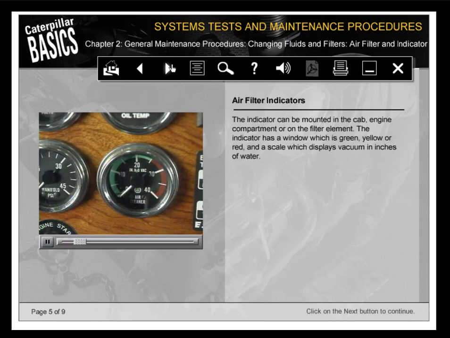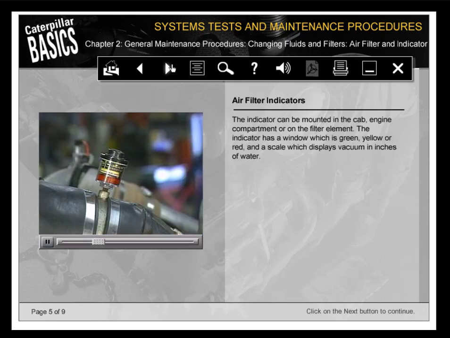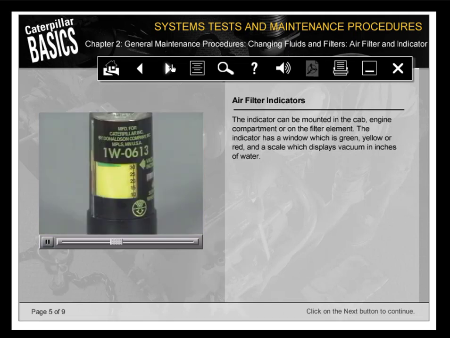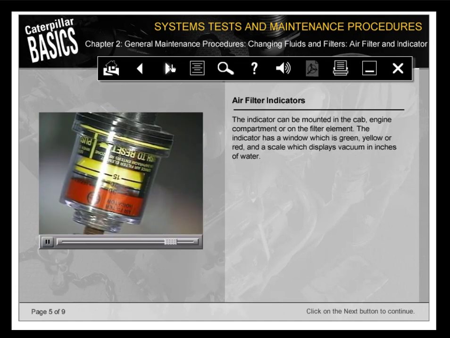The indicator can be mounted in the cab, engine compartment, or on the filter element. The indicator has a window which is green, yellow, or red, and a scale which displays vacuum in inches of water.